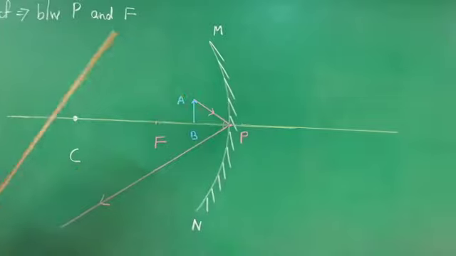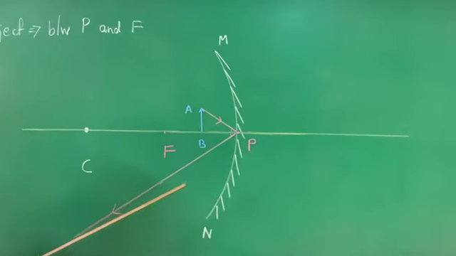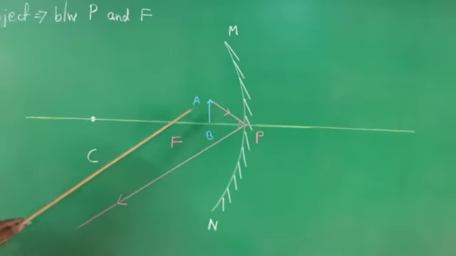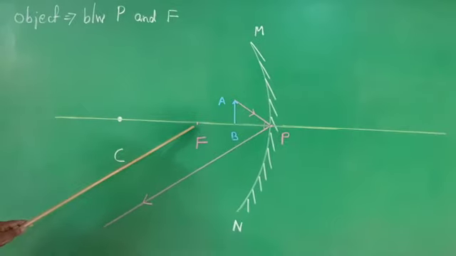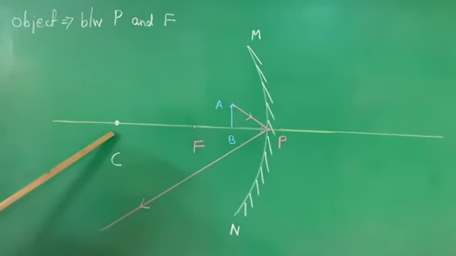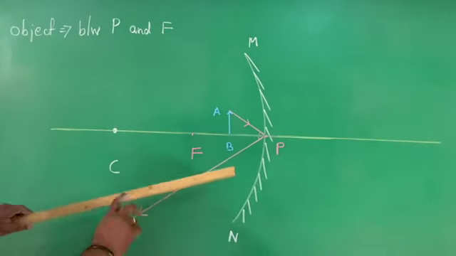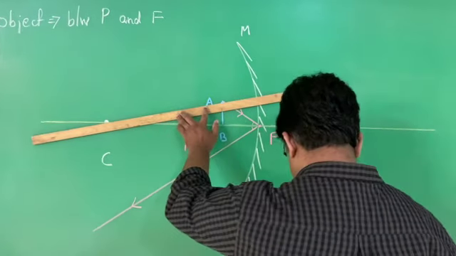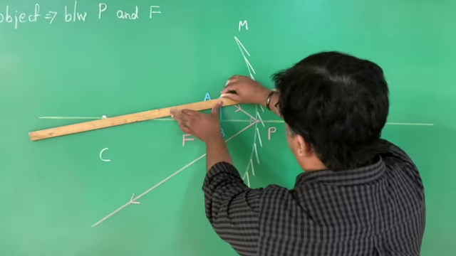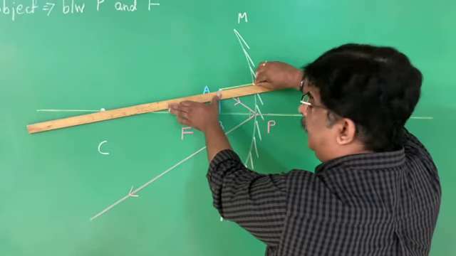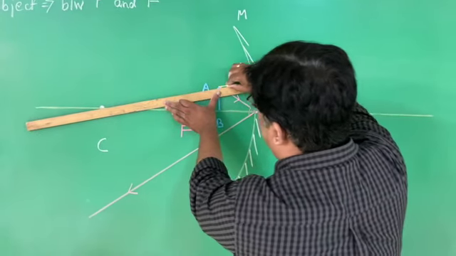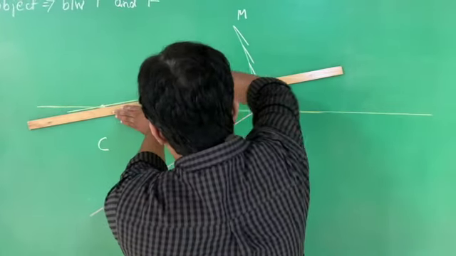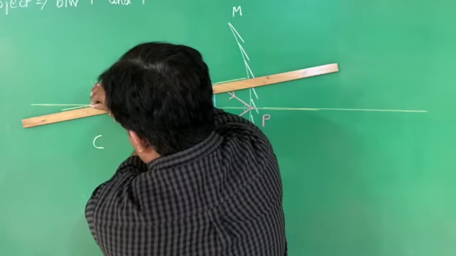The second condition I can select is the ray of light parallel to the principal axis, which after the reflection passes through the principal focus. That also I can select. But he selected the center of curvature because it acts as a normal. Therefore, change the color: a ray of light incident on the mirror follows the same path after the reflection if the ray of light is coming from or passing through the center of curvature, like this.